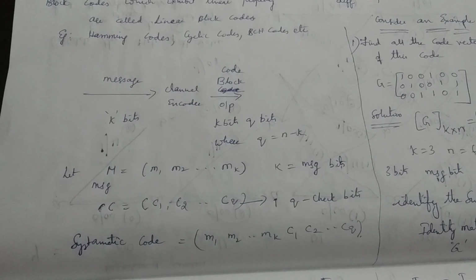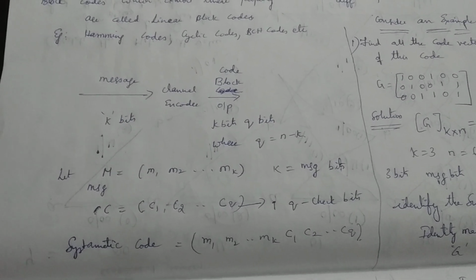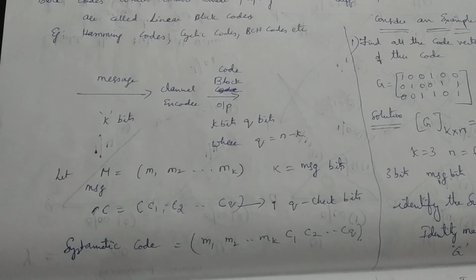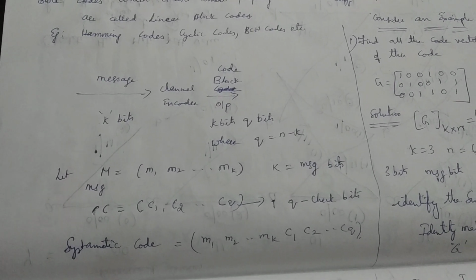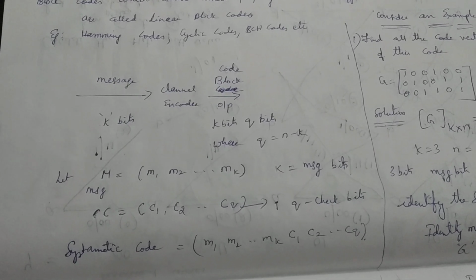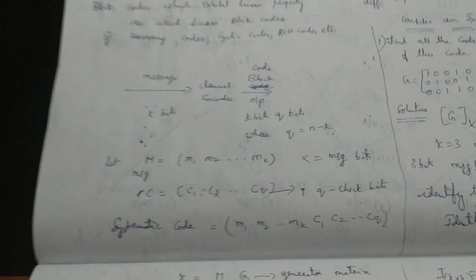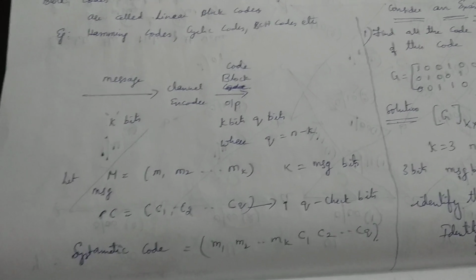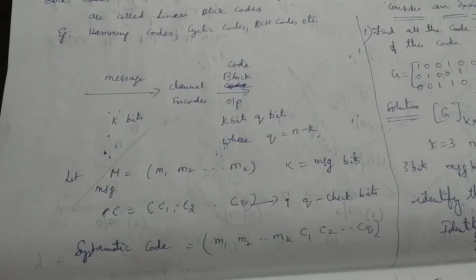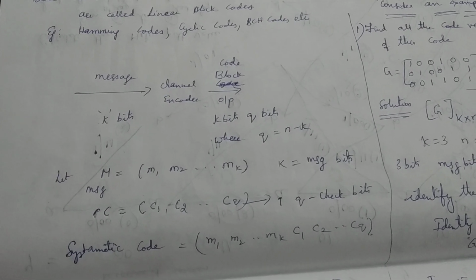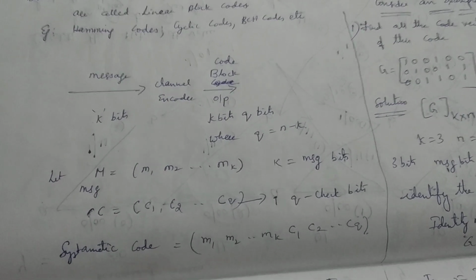As you have already seen in the introduction of the channel encoder, we are going to have k message bits that you are sending into the channel encoder. The output you are going to get is k bits plus q bits, where q is equal to n minus k. Now let us consider m, which is given by m1, m2 and so on up to mk, where k is the number of message bits. Now c is c1, c2 and so on up to cq, where q represents the check bits.